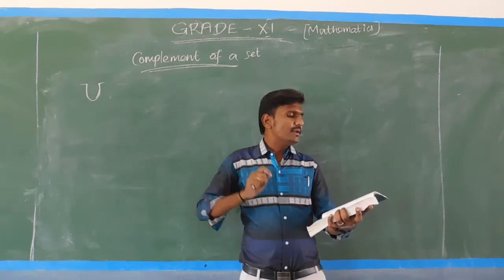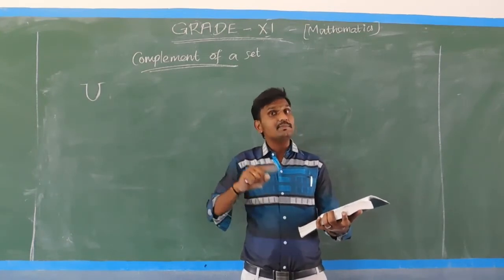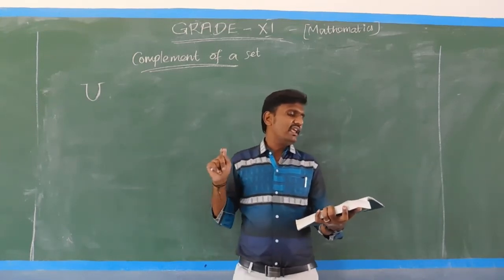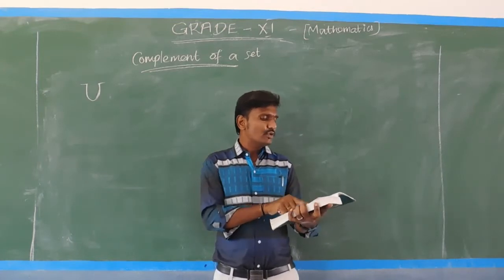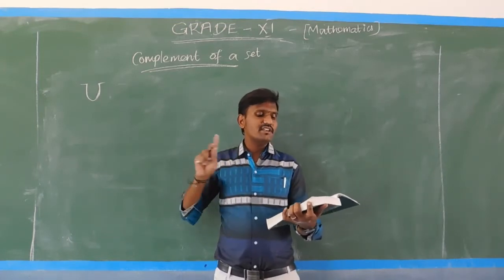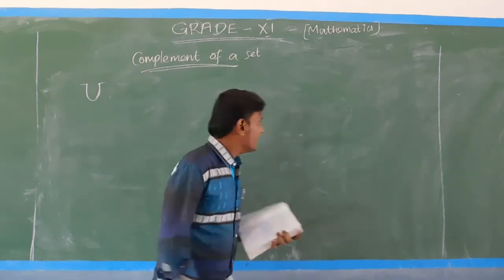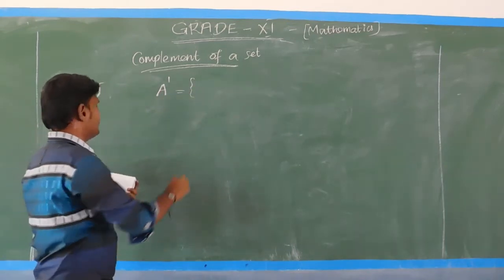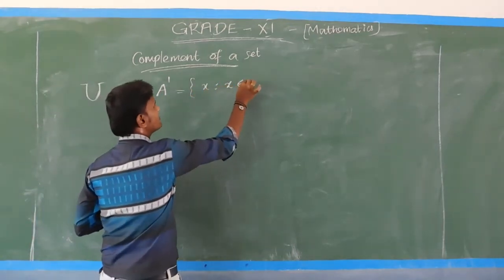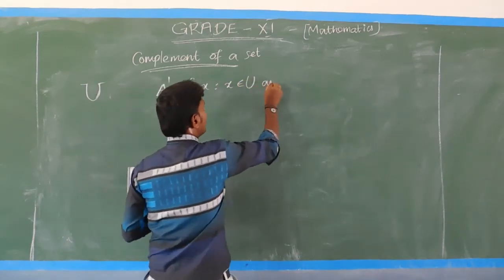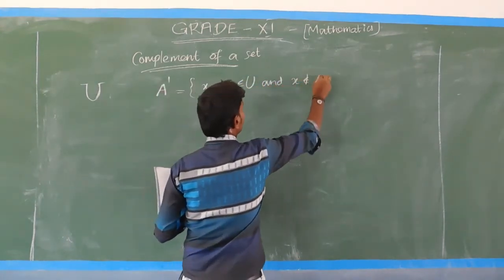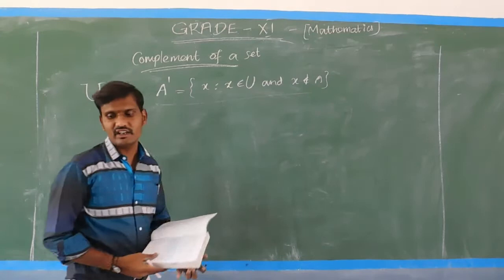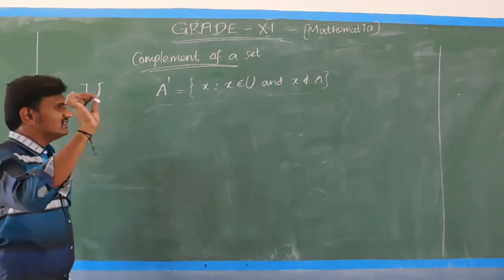Let U be the universal set and A be a subset of U. Then the complement of A is the set of all the elements of U which are not elements of A. Symbolically we write it as A dash. A dash is equal to {x such that x belongs to U and x does not belong to A}. So this is the complement of a set. Can you understand, students? It is very important.